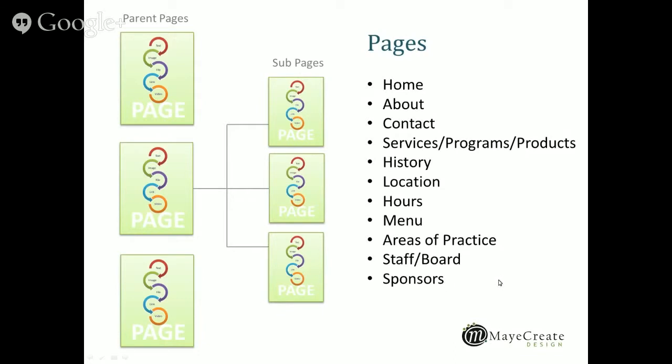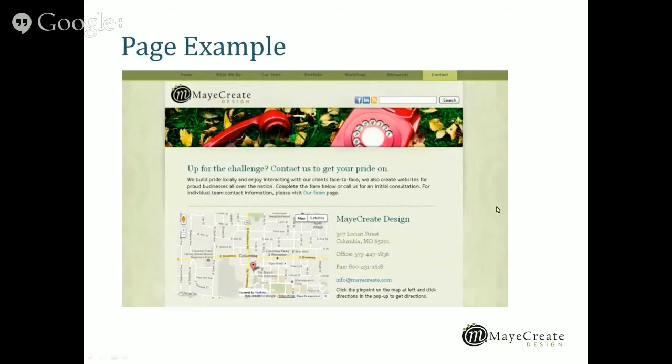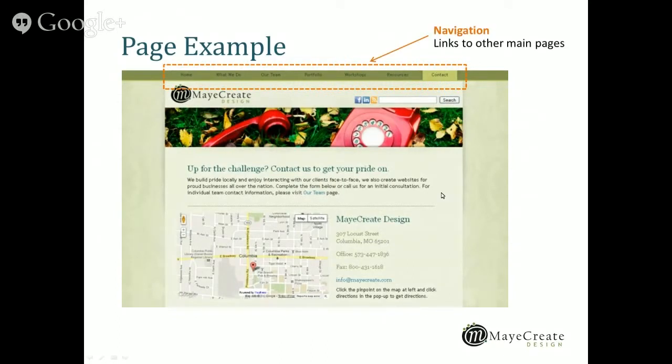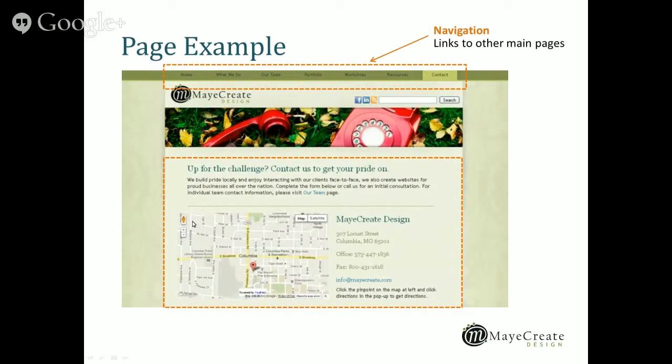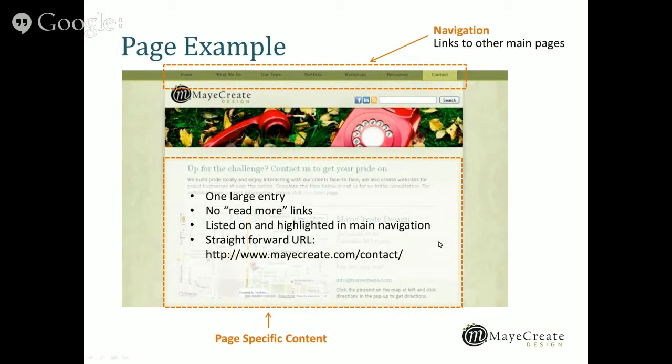These are some examples of pages, and I listed off a few earlier. So home, about, contact, those are really common pages that you see on a website. Okay, so an example of a page, here's our contact page on our website. Here's the navigation bar, and as you can see, contact is highlighted up there. And then in the middle of the page, this is the page body, and there's only one big entry of information. There are no read more links. You can see that the page is highlighted on the navigation, and the URL for this page is makecreate.com/contact. So it's nice and short, and it doesn't include a date.